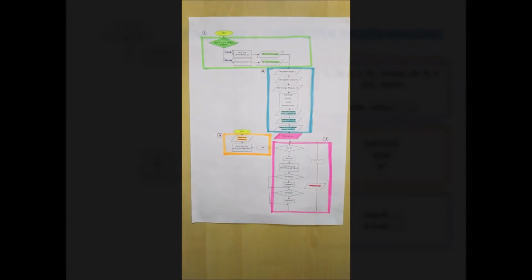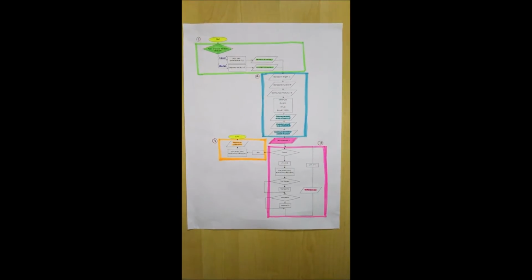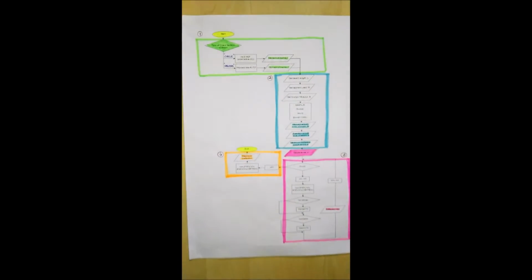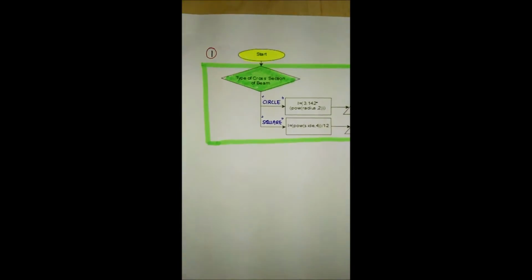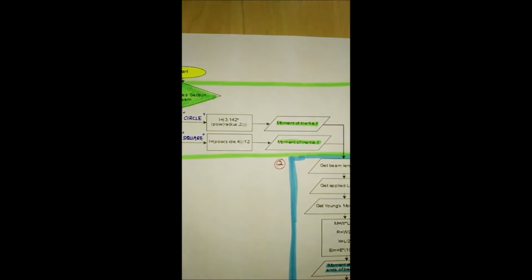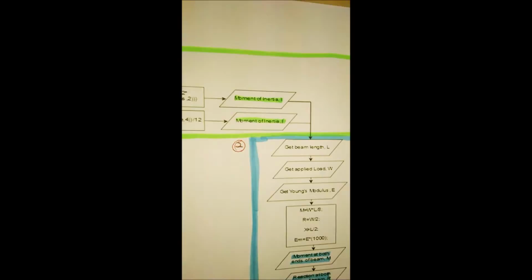This is the flowchart created for my program. As you can see, there are 4 sections in this flowchart. Moving forward to the first part, we are going to identify the type of cross-section of the beam, which is either circle or square. From here, we are able to identify the moment of inertia I, which will later be used in the equation to find the deflection of beams.